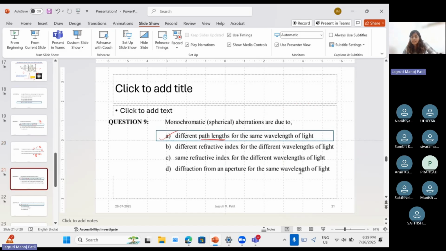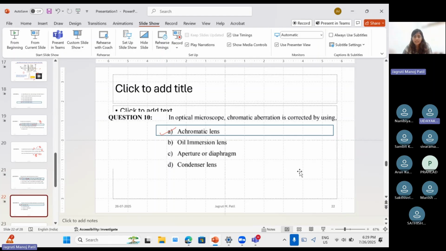Question 9 is how do you correct the spherical aberrations that we just discussed, which was due to different path lengths of the same wavelength of light. Then the 10th was how do you correct for chromatic aberrations? That is, if you try to focus everything in a single plane at a single focus, you use an achromatic lens and you'll be able to correct it.